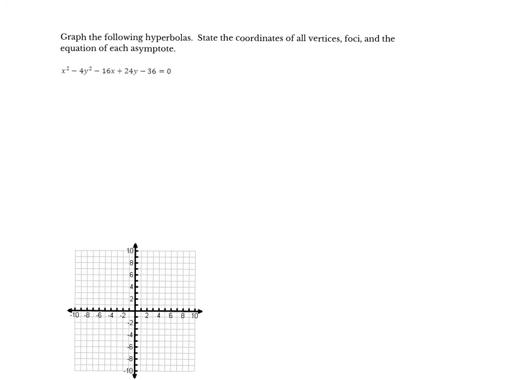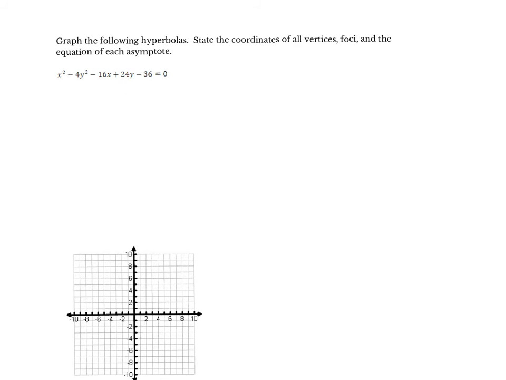Let's look at one final example. This one says graph the hyperbola, state the coordinates of the vertices, foci, and equation of each asymptote. So this is one where it's in the general form where we have to complete the square to get it to work out correctly. So what I'll do, similar to other ones, is get the x terms together and the y terms together.